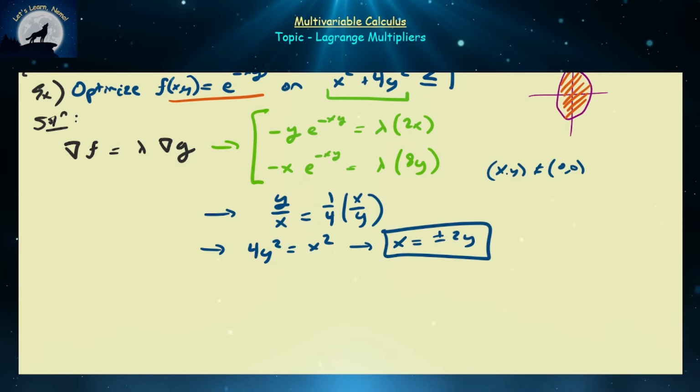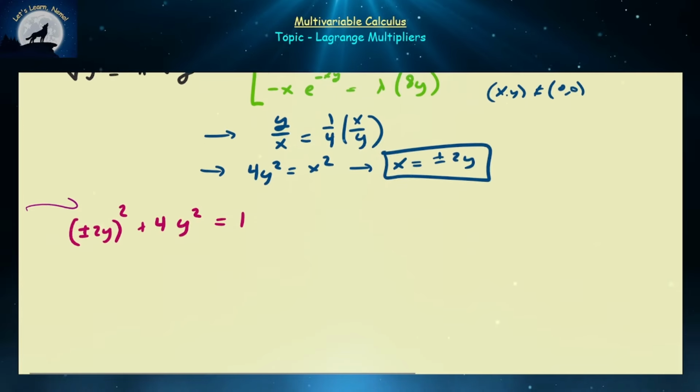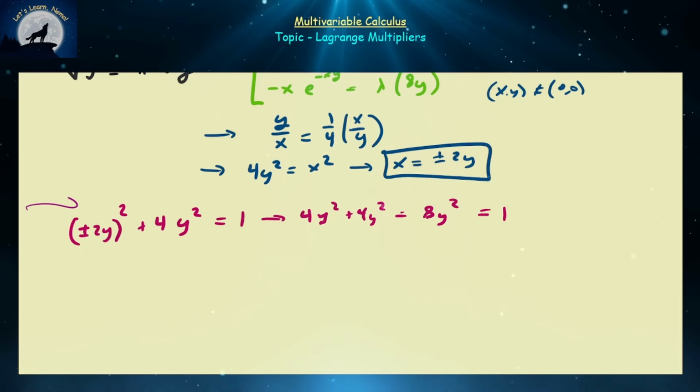Right? So the Lagrange multipliers are in some sense located along this line. So let's see if we can find such points. What I want to do is take this equation and substitute that into our constraint on the boundary, because that's where Lagrange multipliers are going to be finding the optimal values. So that's going to be equal to (plus or minus 2y) squared plus 4y squared will be equal to 1. And plus or minus 2 squared, that's going to be equal to 4. So we're going to have 4y squared plus 4y squared, which is going to be equal to 8y squared. That's going to be equal to 1.